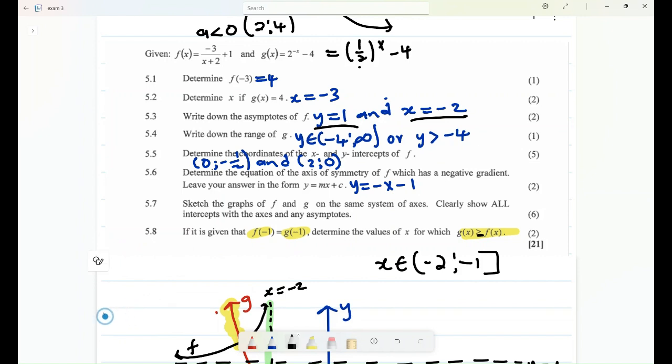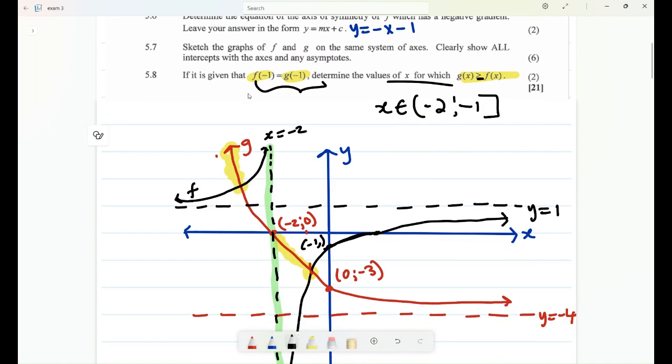Why? Because now look at what the examiner told us. If it is given that f of x is equal to g of x, determine the values of x for which g of x is greater than f of x. So if need be, you can calculate whatever this x coordinate is here. Then your answer will be x is from -infinity to whatever that x coordinate is there. x is an element of.